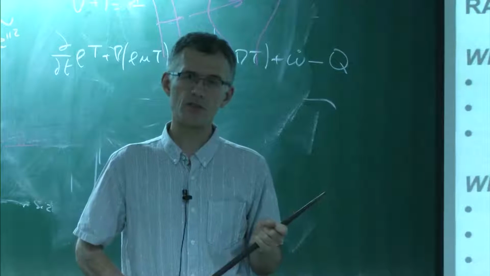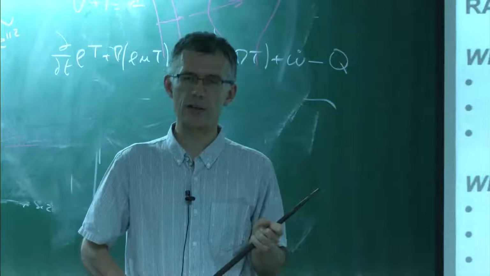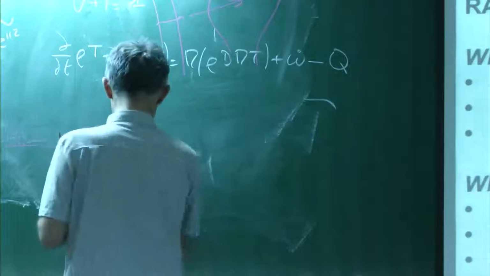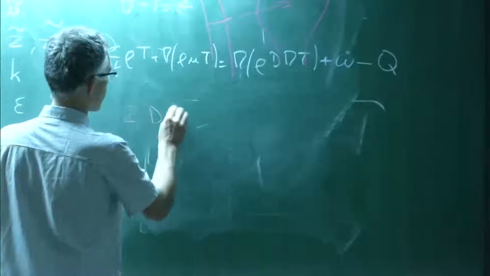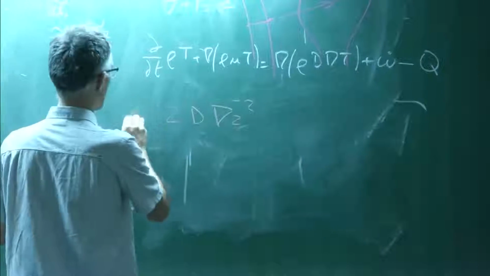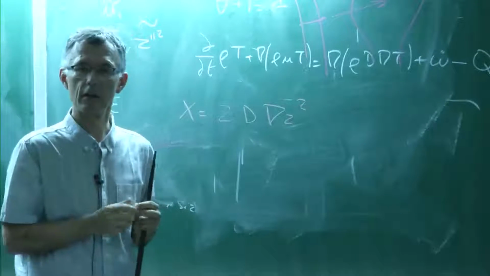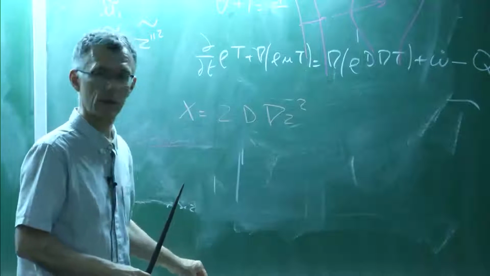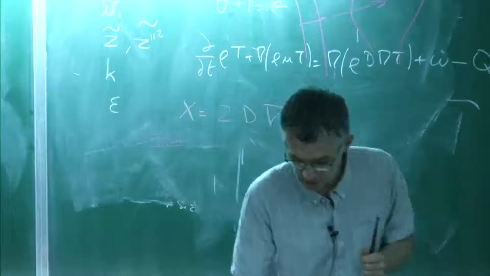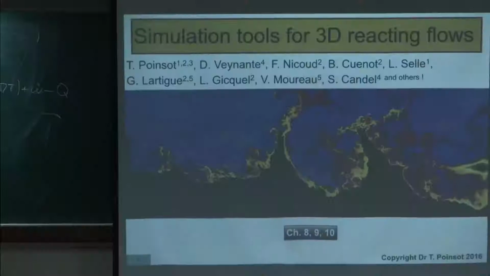It's the same. Huh? The scalar dissipation is only one. It's the 2D grad z squared. It's this one. Yeah, okay, it's the same too. Scalar dissipation is the source term of the, is the dissipation term in the variance equation.